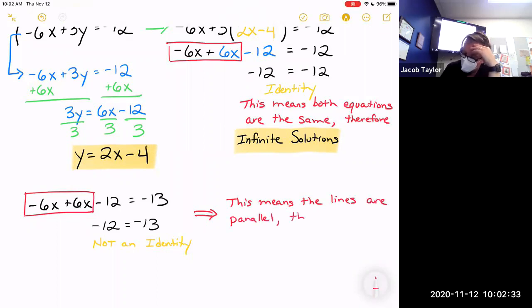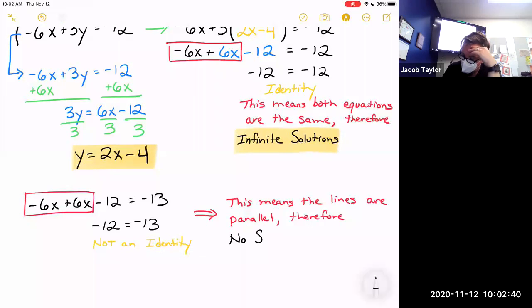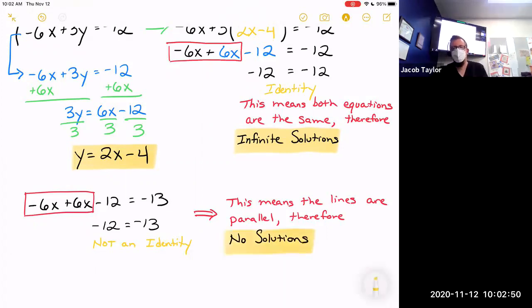And if the lines are parallel, what can you say about the solutions? We ain't got none. And that is everything you need to know about solving systems of equations by substitution. Does anyone have any questions?